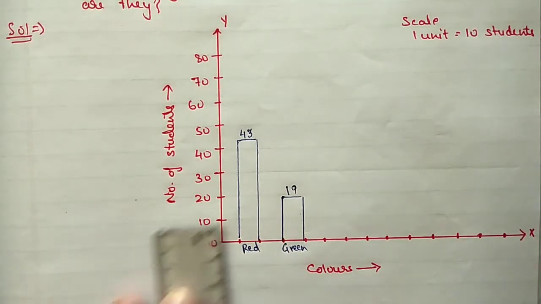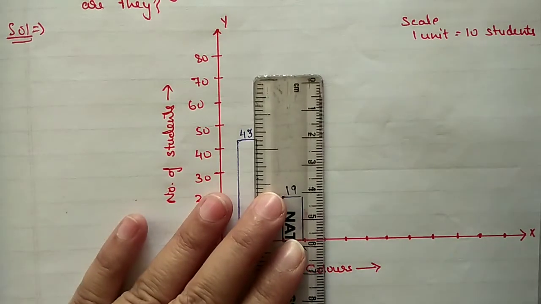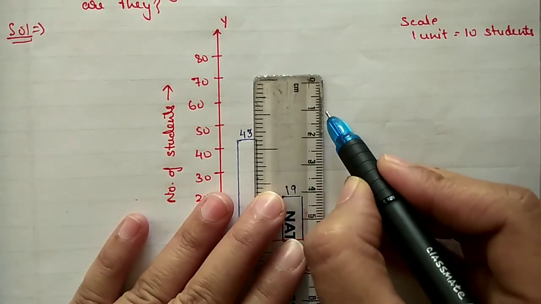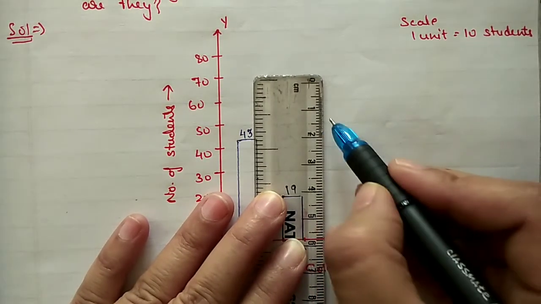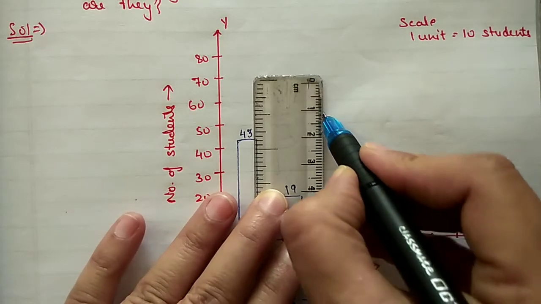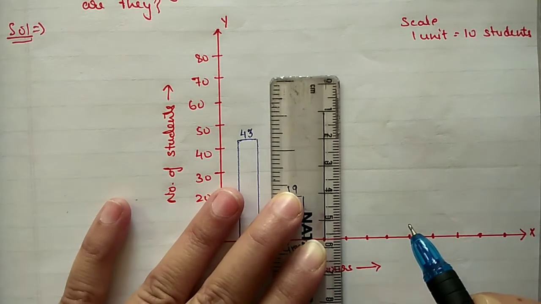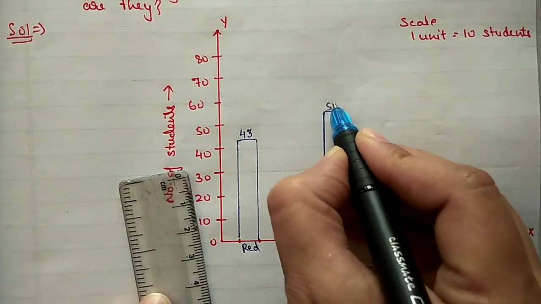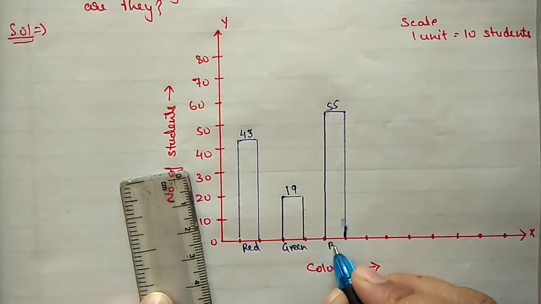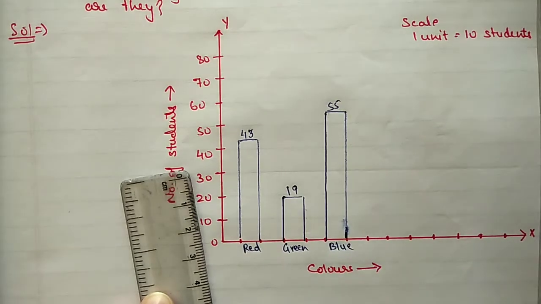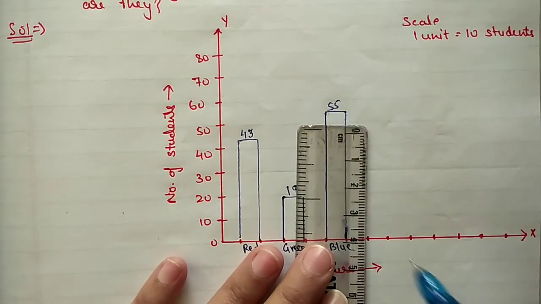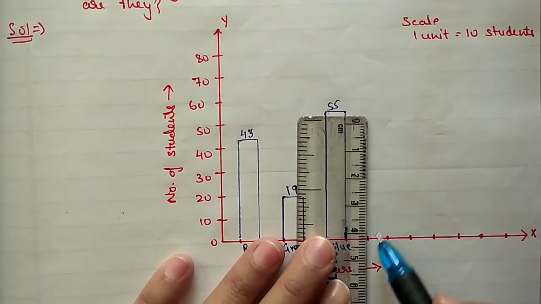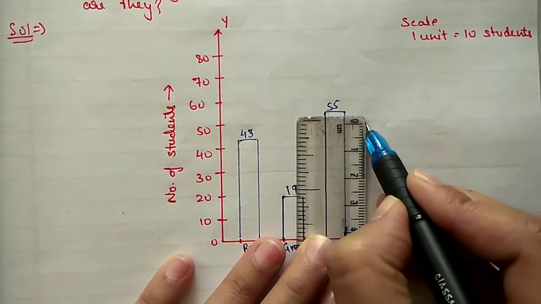Next we have blue color, 55. So 55 will come between 50 and 60. You can take the midpoint of 50 and 60. Somewhere it will come here. Then next we have yellow color, 49. 49 is less than 50.